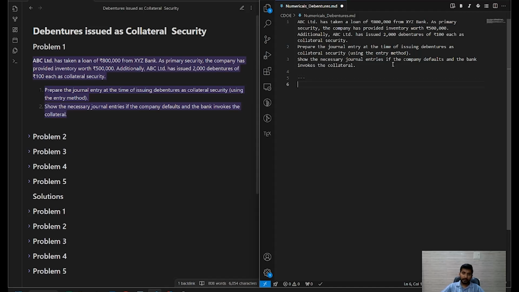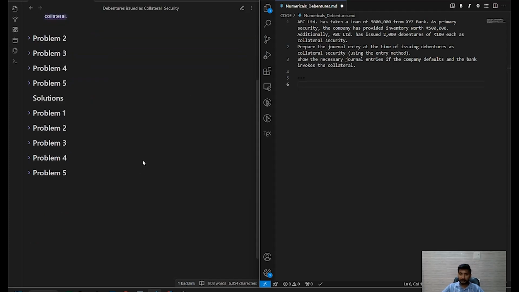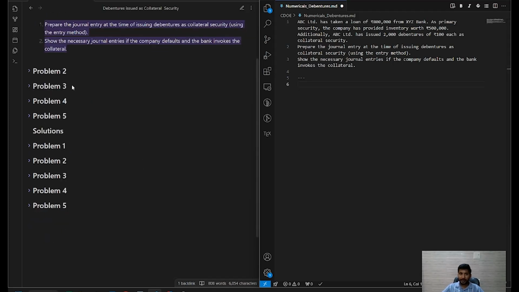They are trying to say that ABC Limited has taken a loan of rupees 8 lakhs from XYZ Bank, and as a security they have collateralized the 5 lakh rupee inventory. However, still the bank demands more, and for that they have issued the 2000 debentures of rupees 100 each as the collateral security. Now we have to pass the general entry at the time of issuing the debentures as the collateral security using the entry method.